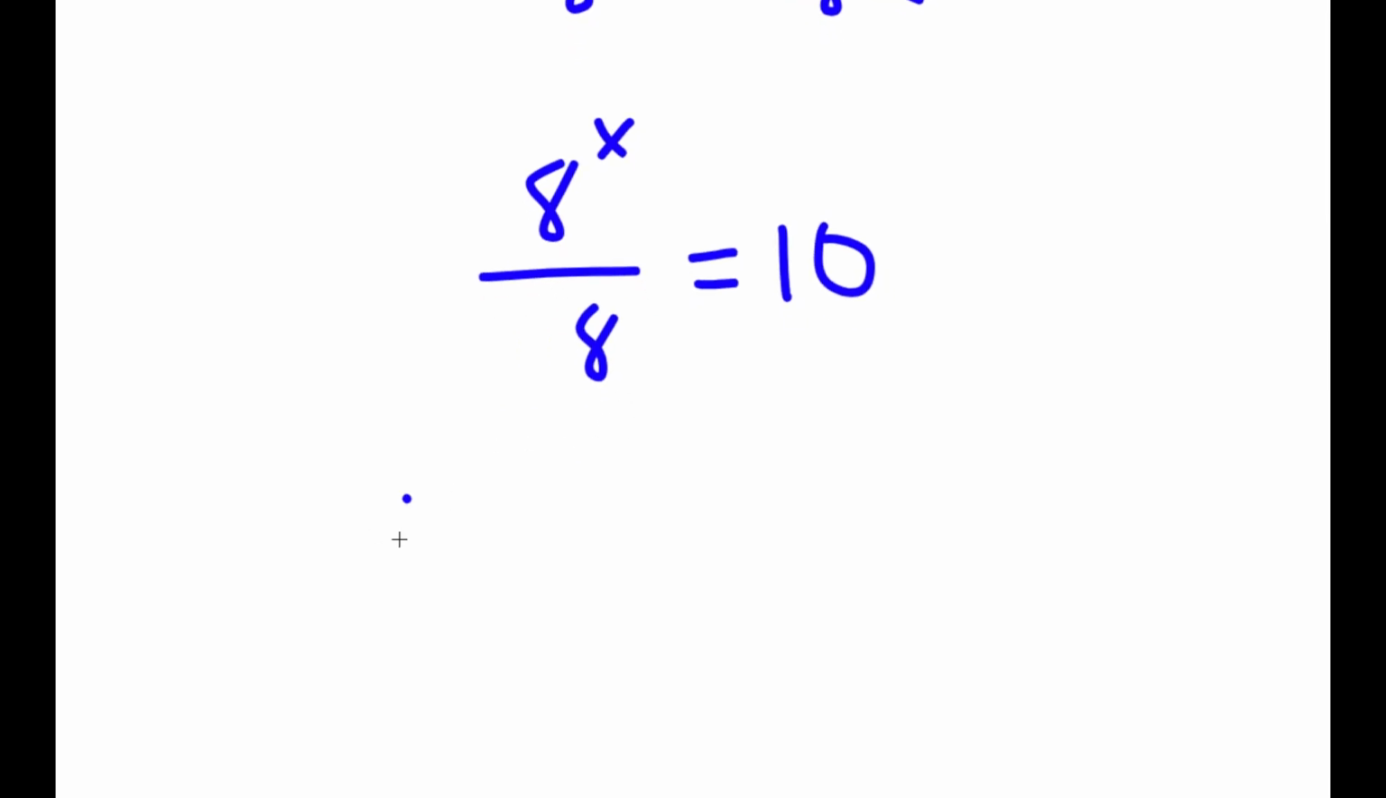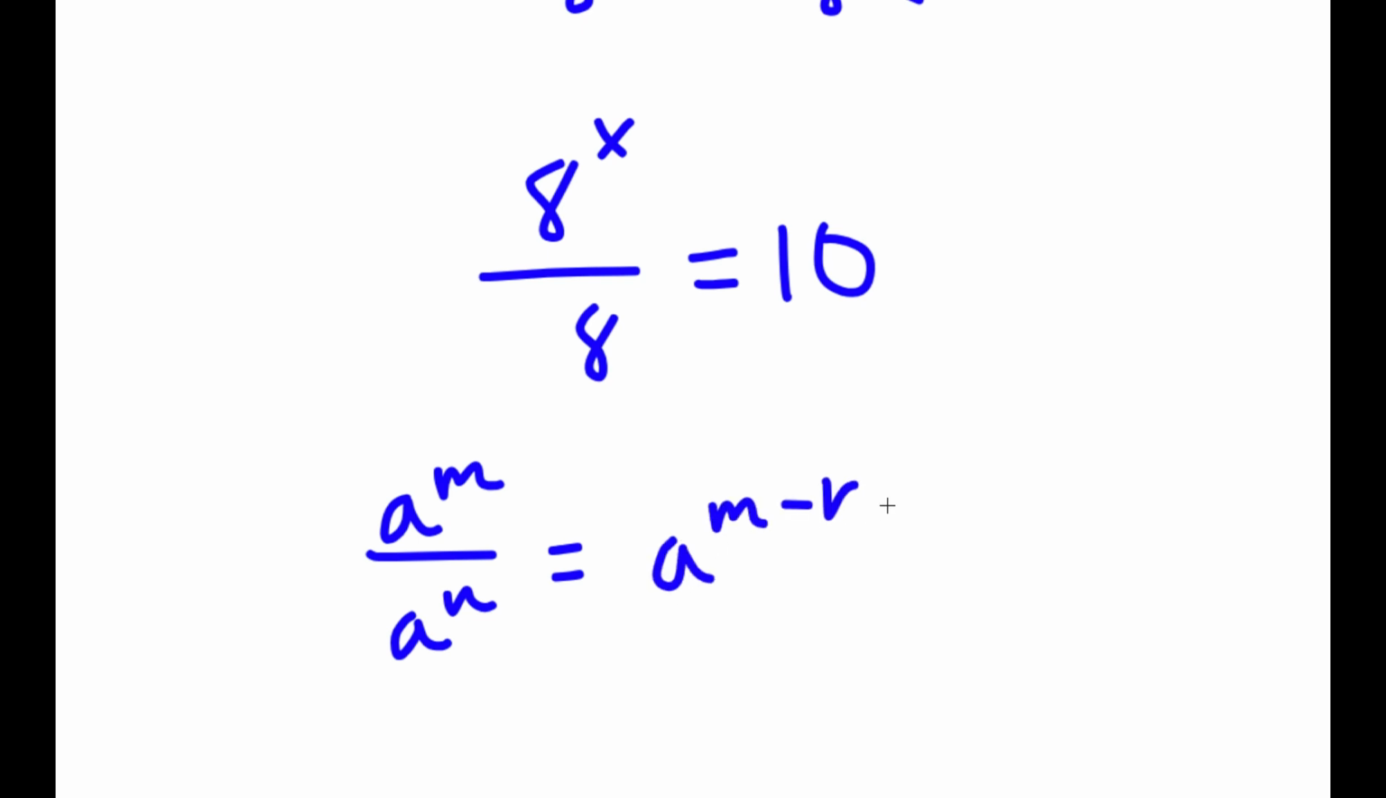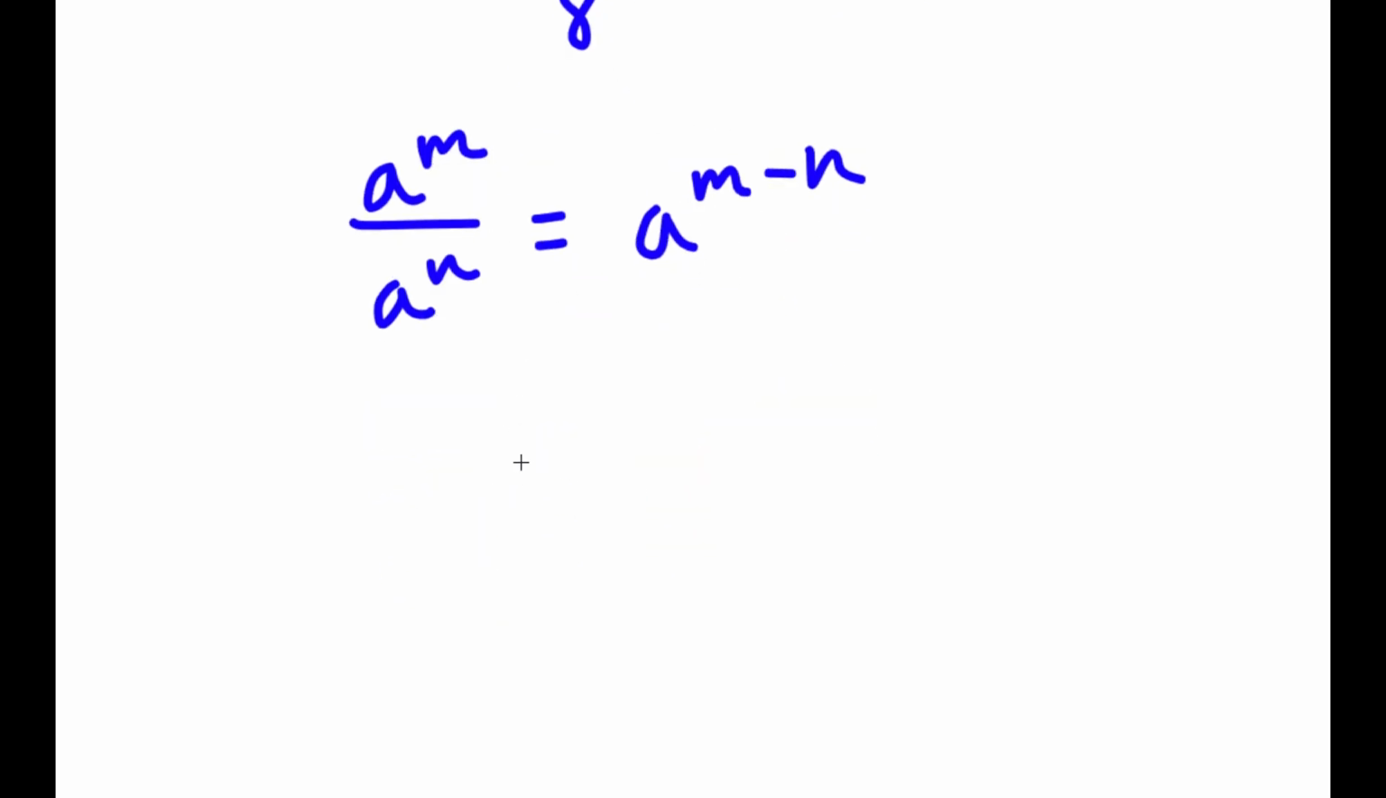If I have something in the form a to the power of m over a to the power of n, this is equal to a to the power of m minus n. So a to the power of x over a to the power of 1 is going to equal a to the power of x minus 1, which is equal to 10.